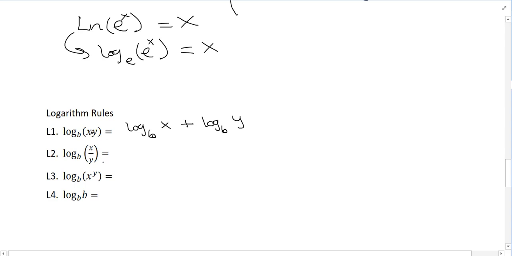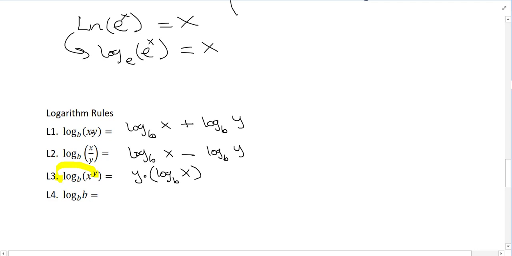And subtraction works the same as with exponentials. When you divide the same base, you subtract the exponents. So this is going to be log base b of x minus the log base b of y. And then the power to power, you multiply. So with logarithms, when you have the log base b of x to the y, what we're going to do is that exponent, we're going to multiply it by the whole thing. So essentially the exponent comes to the front. So it'll be y times log base b of x.